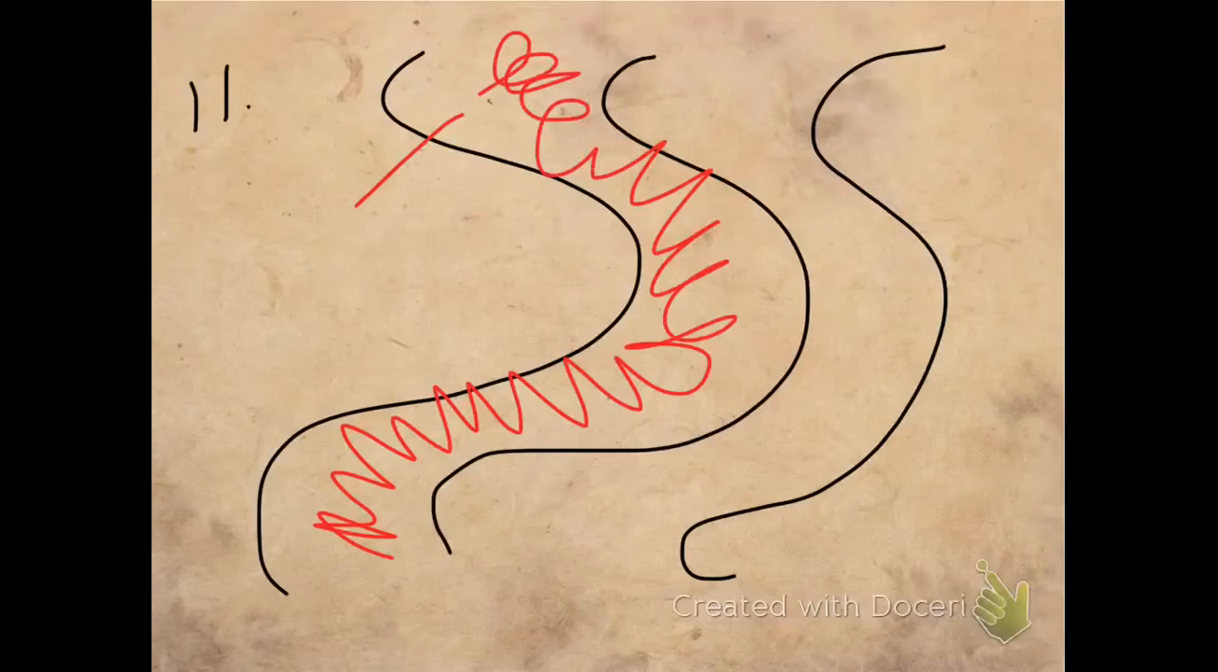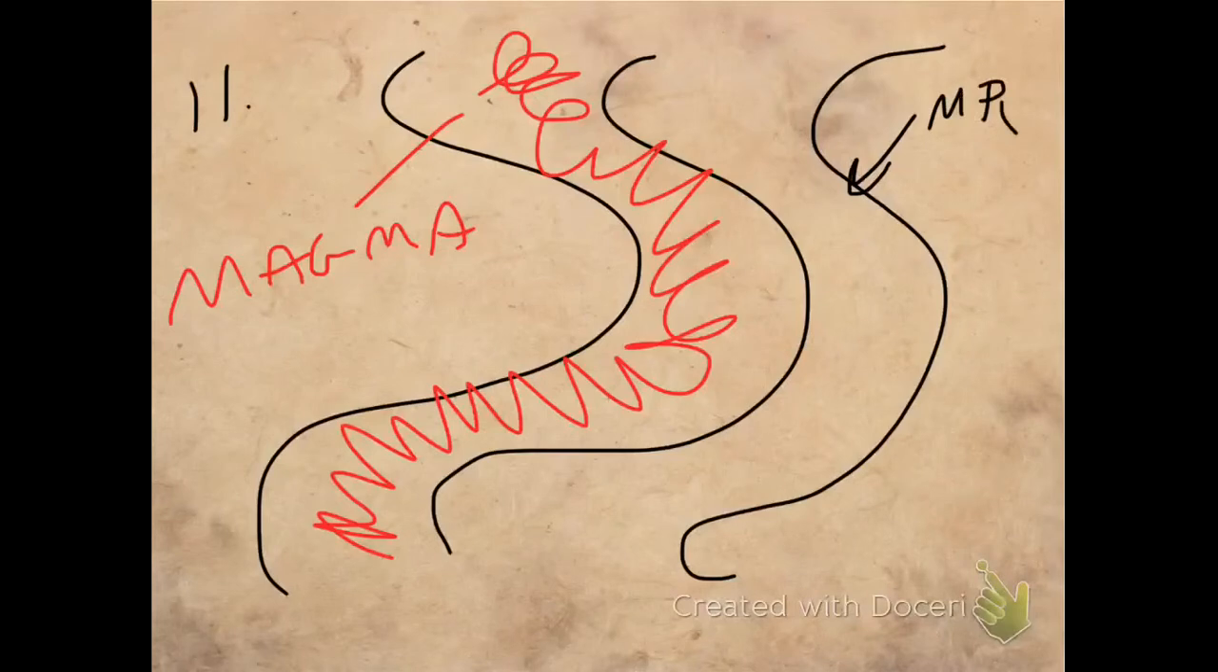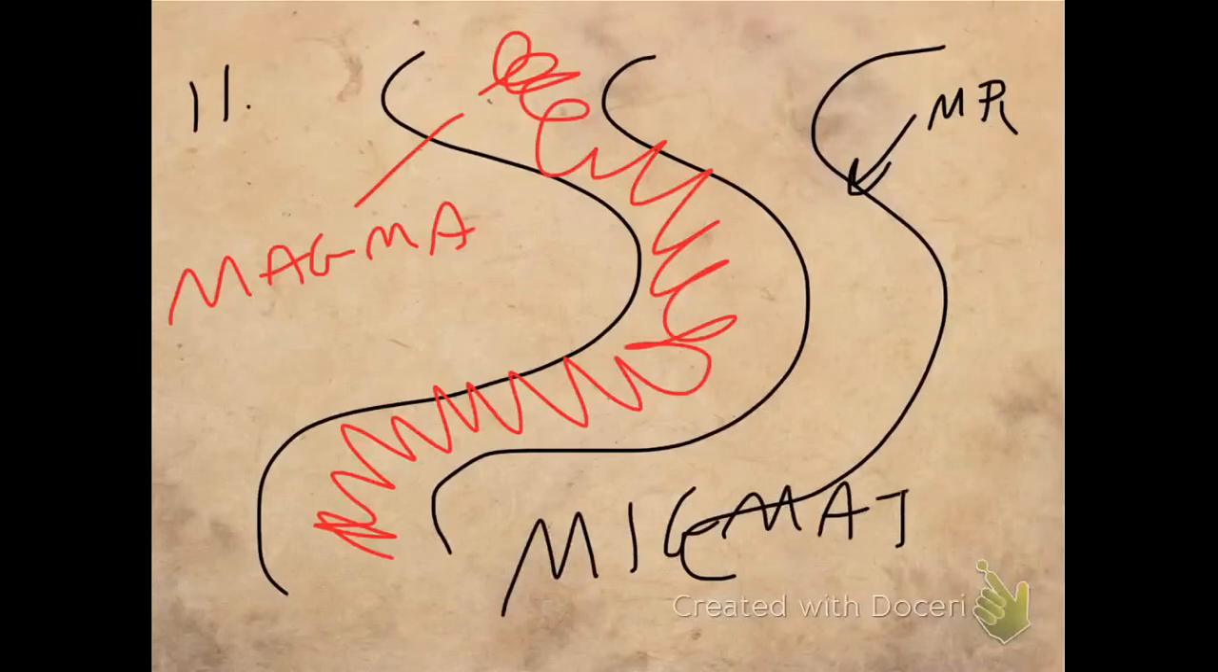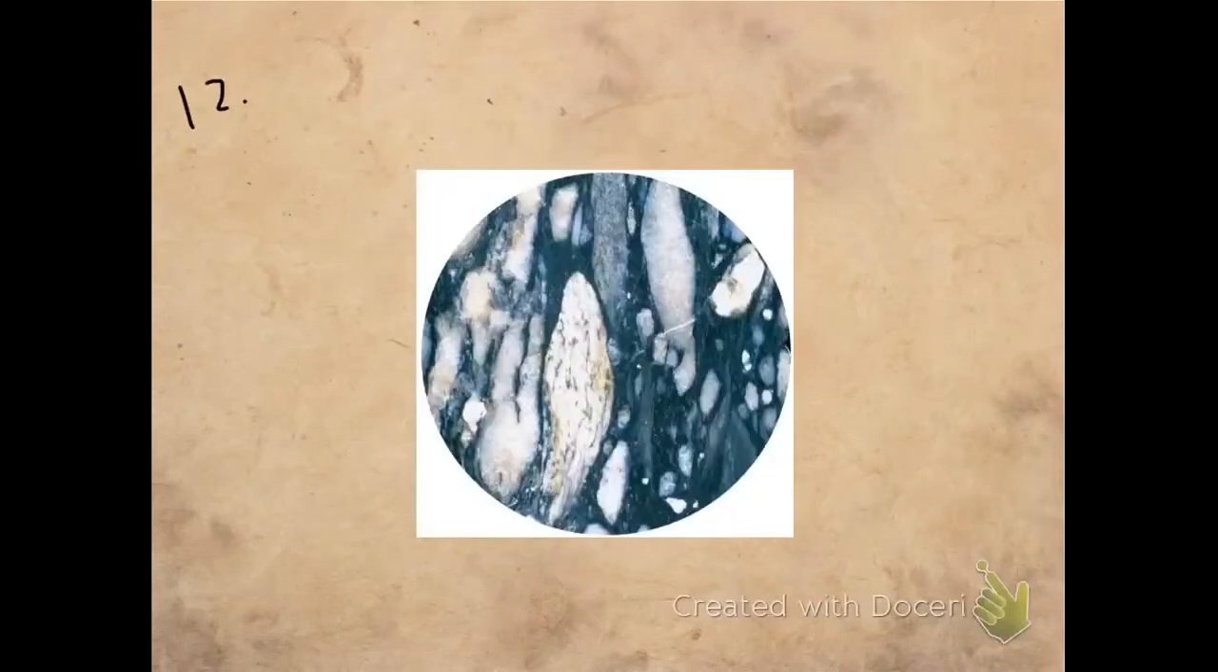So we're about halfway through now. This is question number 11. We have some magma that's been injected into some cold metamorphic rock. I wouldn't say cold. I would say perhaps less hot than the magma. So that's the highest grade metamorphic rock you can get, which is called, it starts with an M. This is a migmatite. So it's a very high grade metamorphic rock.